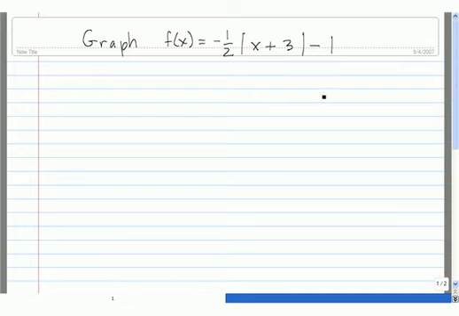To graph this function, f of x equals -1/2 times the absolute value of x plus 3, minus 1, we start with the parent graph, which is y equals the absolute value of x.